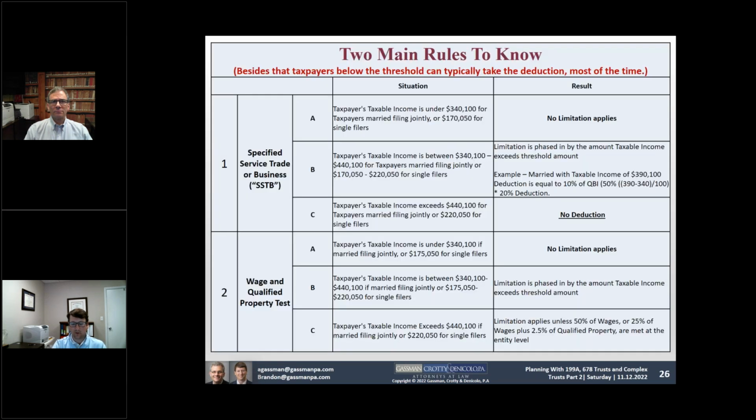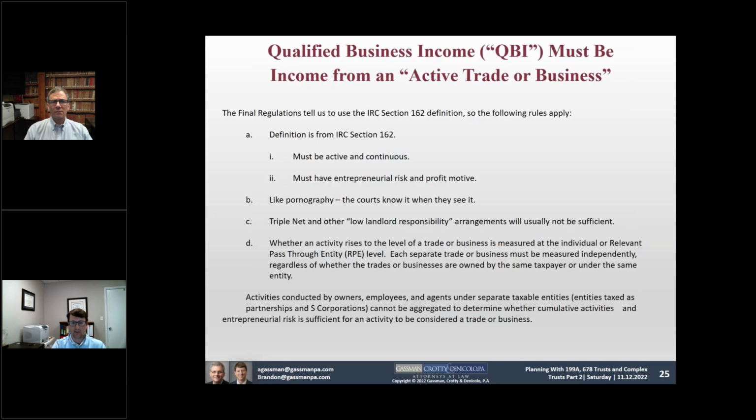Now, there are some important rules that you need to know and understand. Number 1 is it has to be an active trade or business in order to qualify. If you have just a simple triple net lease and you're getting income on a Schedule E, you don't really do any maintenance, don't really do any work on the property, you just collect the rent, that's not going to be a business that qualifies. It needs to be more active than that. There's no real test, but there's a lot of case law that gives us guidance as to what is a trade or business.